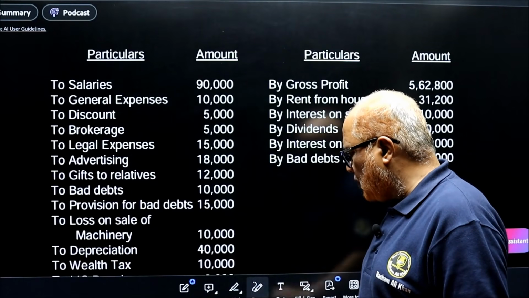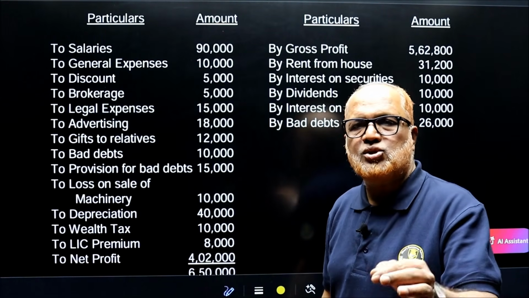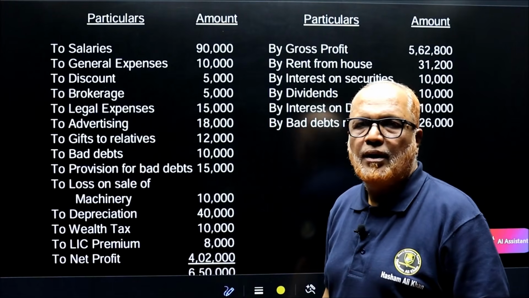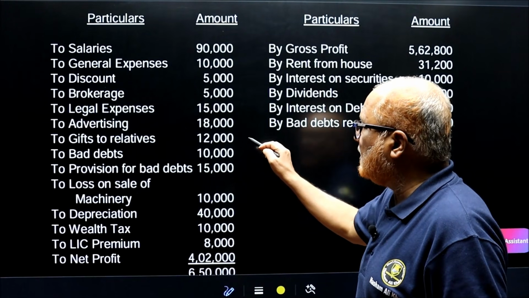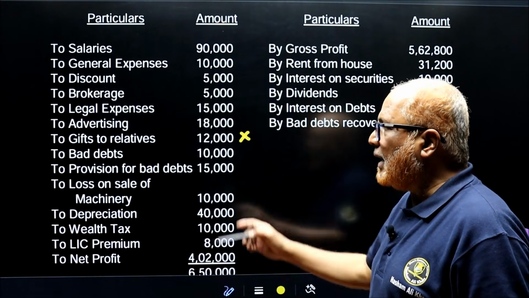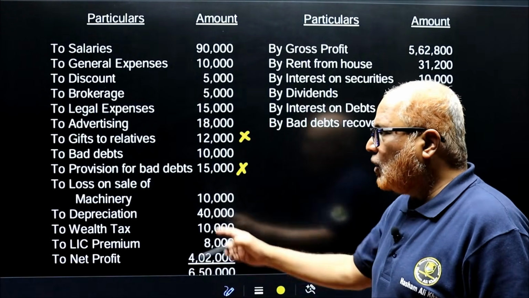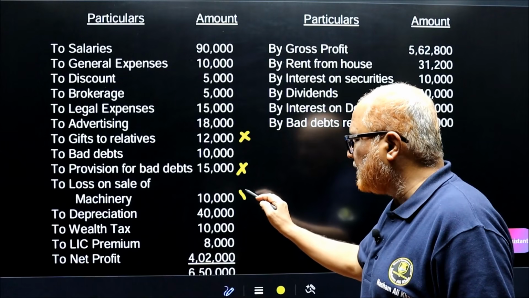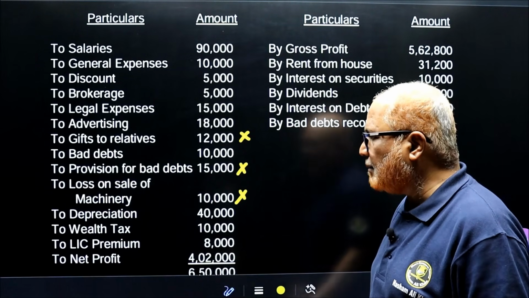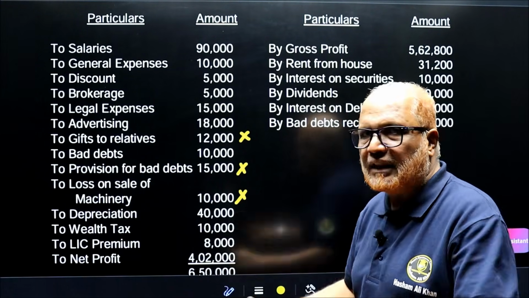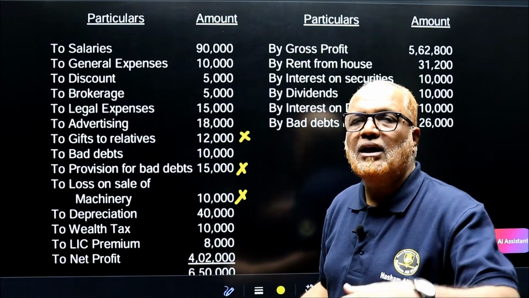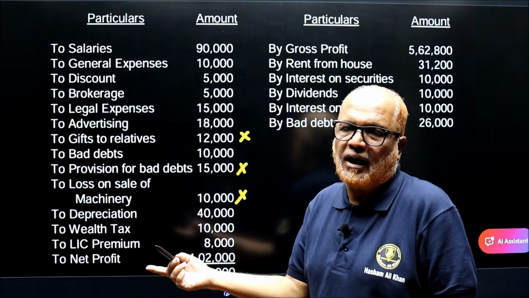Actually, any gift or presents given to customers to promote the business is allowed. But gift given to relative is disallowed. Bad debts allowed, but provision for bad debts disallowed. Loss on sale of machinery is a capital loss, disallowed. Add back depreciation. If nothing is given in adjustment, then we assume this depreciation as per IT rules is allowed.